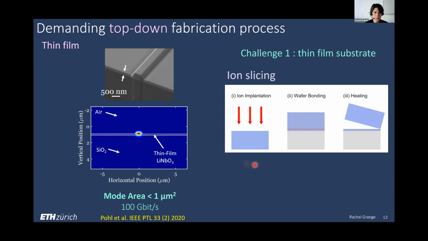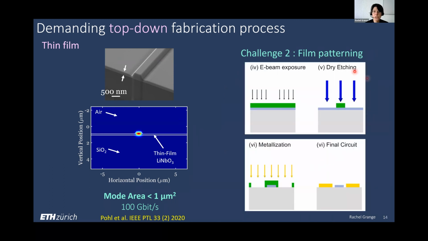The commercial process is ion implantation, then wafer bonding and heating, which is called ion slicing or smart cut. We currently have a European project where we are developing the lithium niobate on insulator PIC platform, to have substrates that can also be commercially available in Europe. The second challenge, as I was telling you before, is to make these tiny structures. So we usually use e-beam exposure and dry etching with ICP, and afterwards the metallization, so that you can deposit the electrode very close to your waveguide.